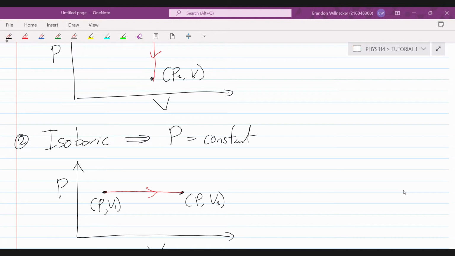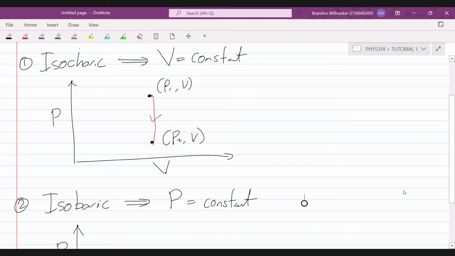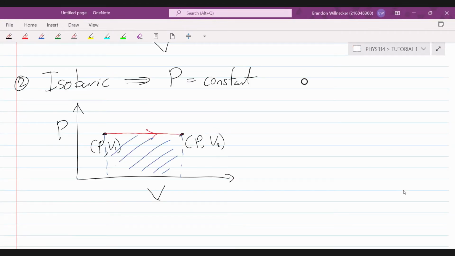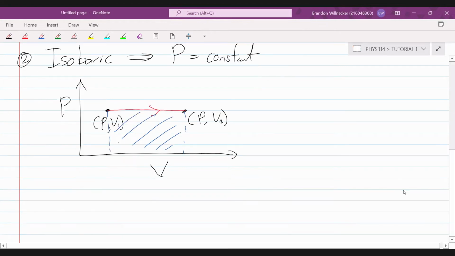Okay, and then just by the way, the work done, remember we're integrating this, that's the area underneath this curve. Okay, and if we look at the vertical line, there's 0 area under the curve. So that means the work done is 0. Okay, here it's just the area of the rectangle. Okay, which we showed on the previous page.